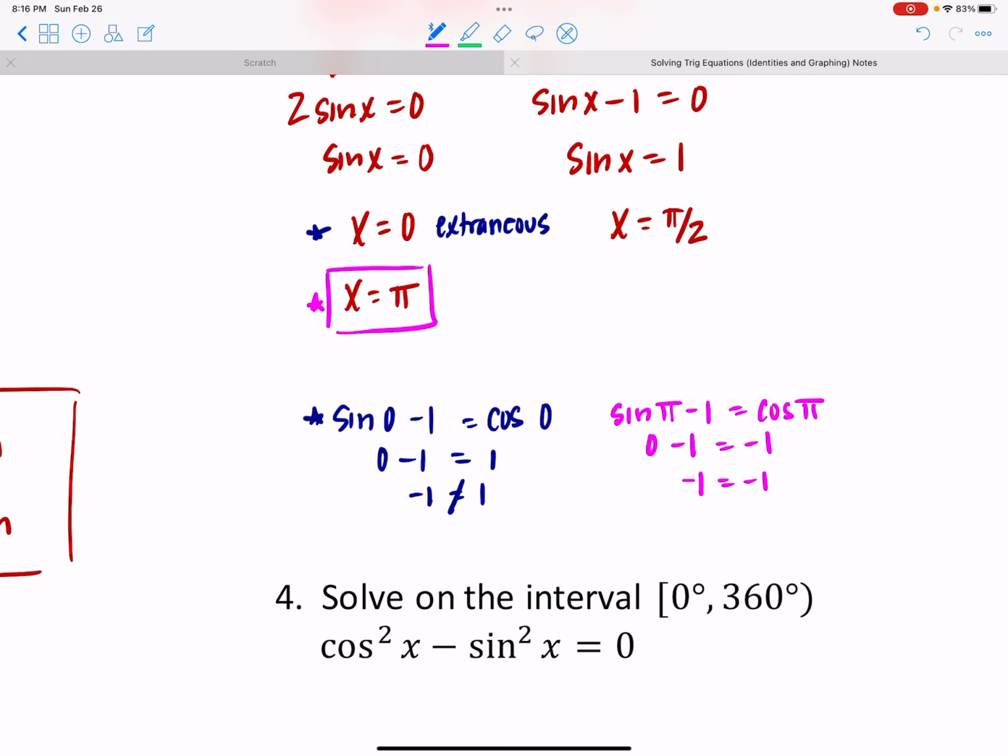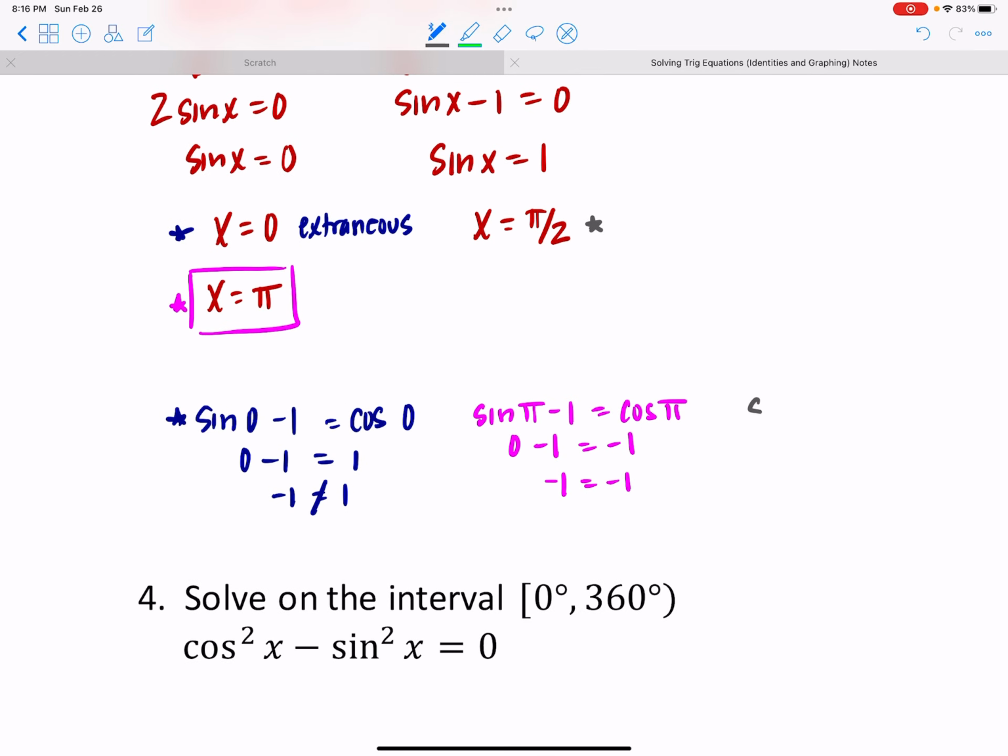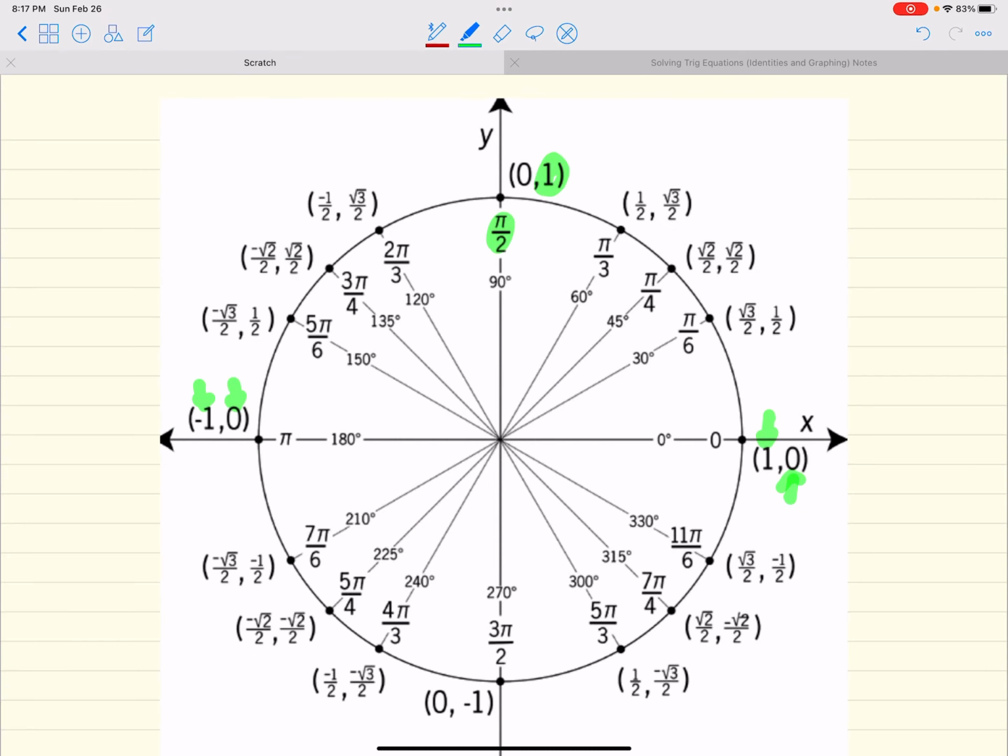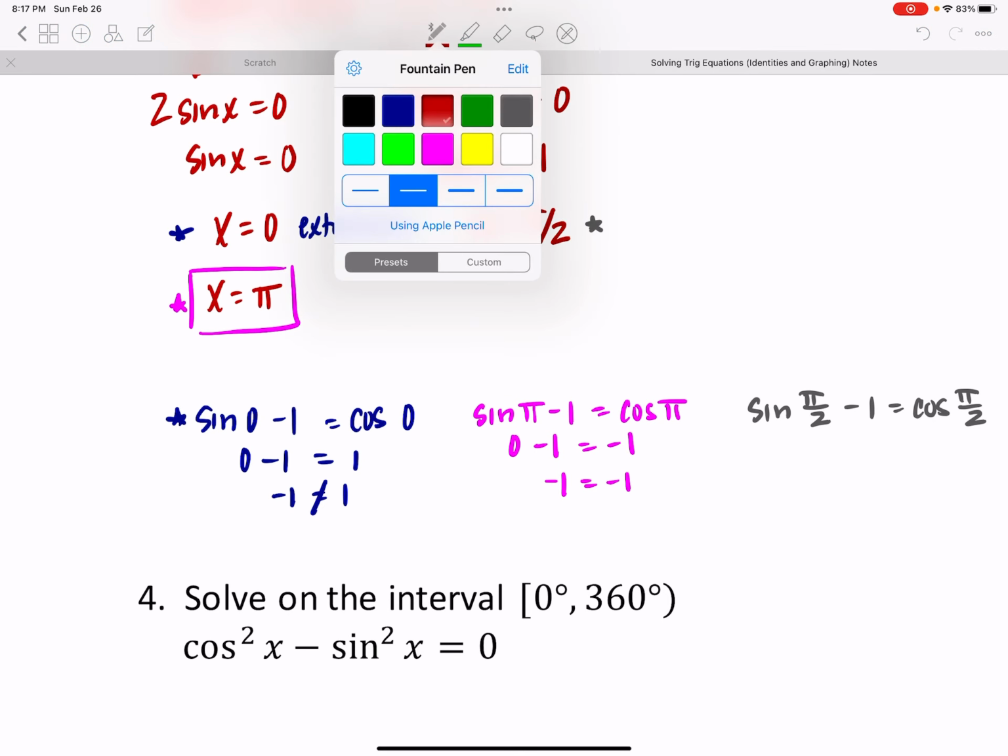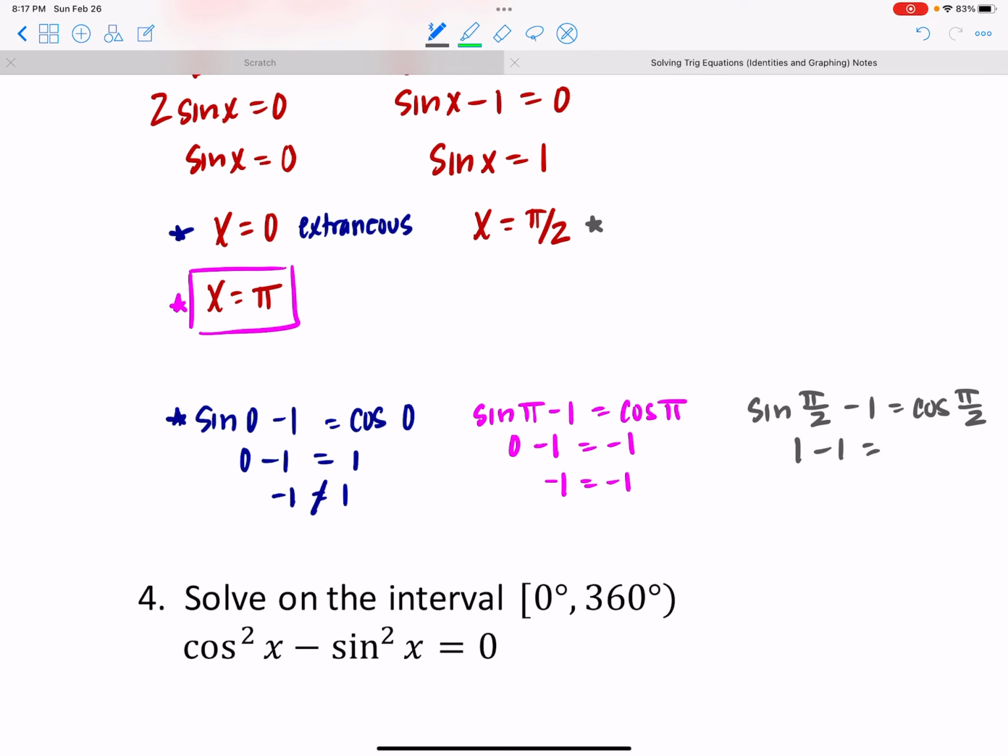And then I just have one more to check. Let's do, how about grade this guy over here? So one more to check. Again, the sine of pi over 2 minus 1 should equal the cosine of pi over 2. So pi over 2, that's 90 degrees. At 90 degrees, our sine is going to be 1, cosine is going to be 0. So sine is going to be 1, and then cosine is going to be 0. And so we get 0 equals 0. Again, a true statement, which means this is going to be a valid solution.